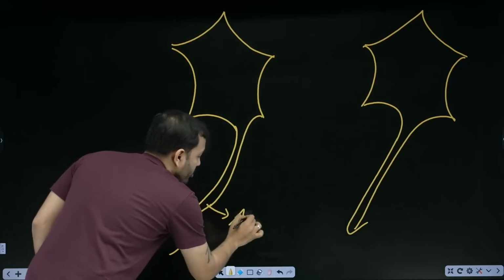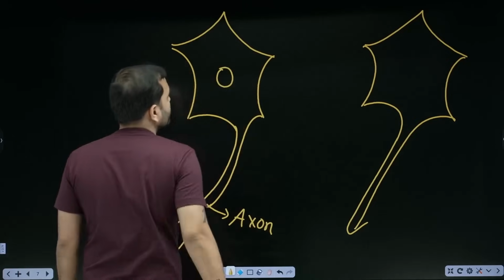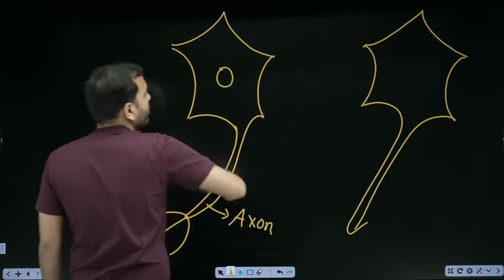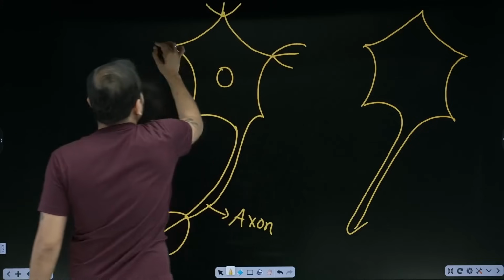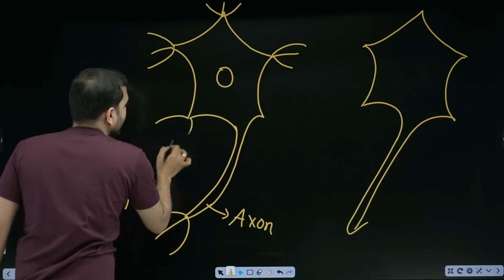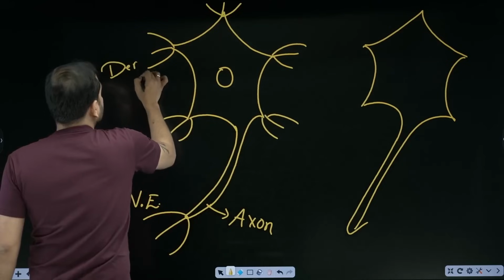This tail, what do we call it? The tail we call the axon. What will be here? The nucleus will be here. This entire thing is what? It's the cell body. From here, take out the projections. What do they become? These become dendrites.